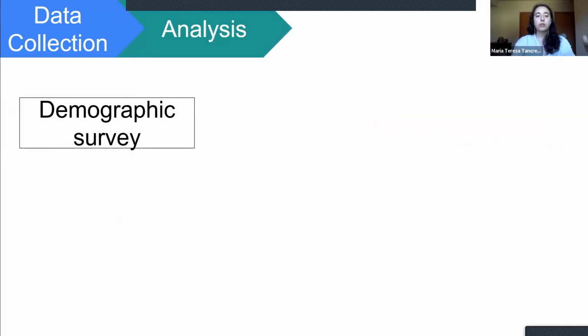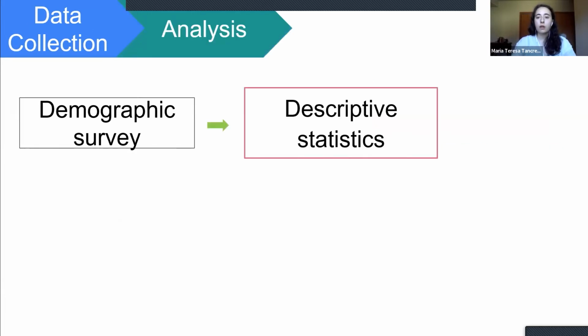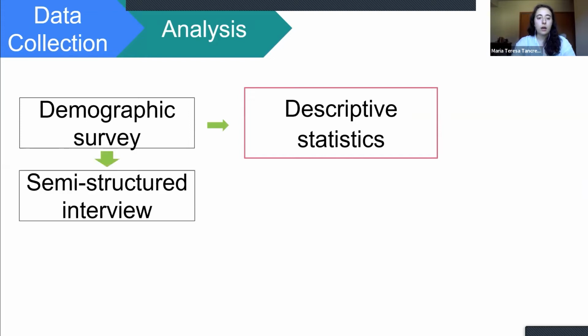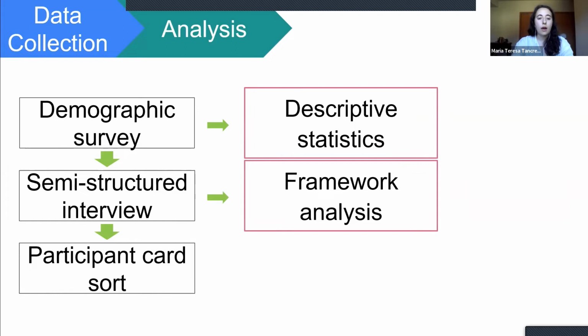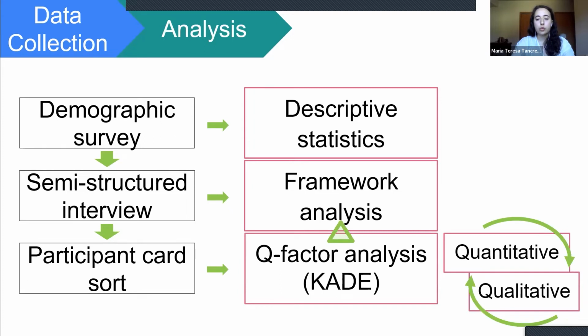For the demographic survey, we will generate some descriptive statistics. The semi-structured interviews will be analyzed using framework analysis. I will explain in just a minute what this is. And then the participant card sort is analyzed with a software that allows us to do Q-factor analysis. The software is called CADE. And basically this step, again, is quantitative and qualitative.